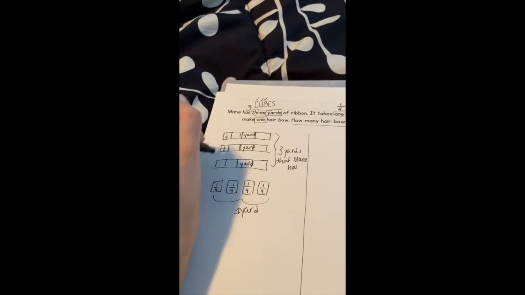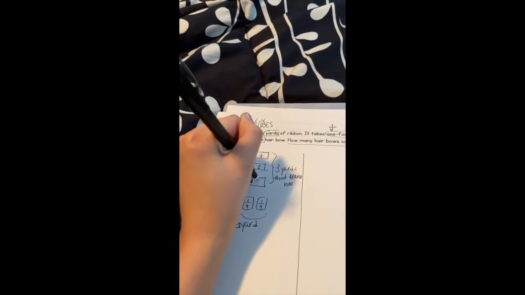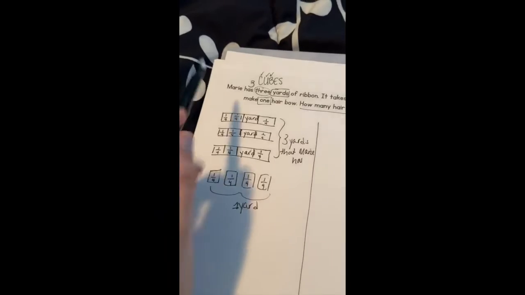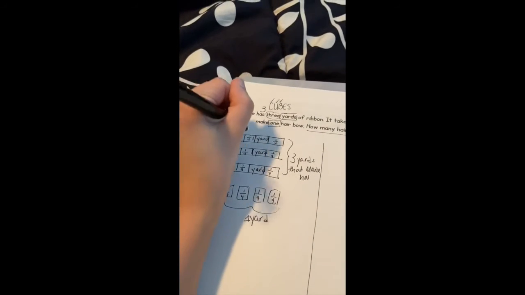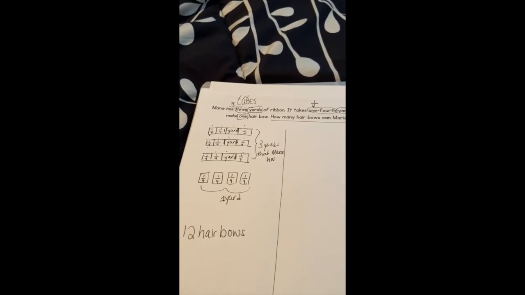These are all 1/4. Every single one of them. And all those are as well. So now I just need to count how many 1/4 I have, and that will give me the total of hair bows. So I have 1, 2, 3, 4, 5, 6, 7, 8, 9, 10, 11, 12. So now I know I can make 12 hair bows. And each of them will be 1/4 yard. And that is my answer.